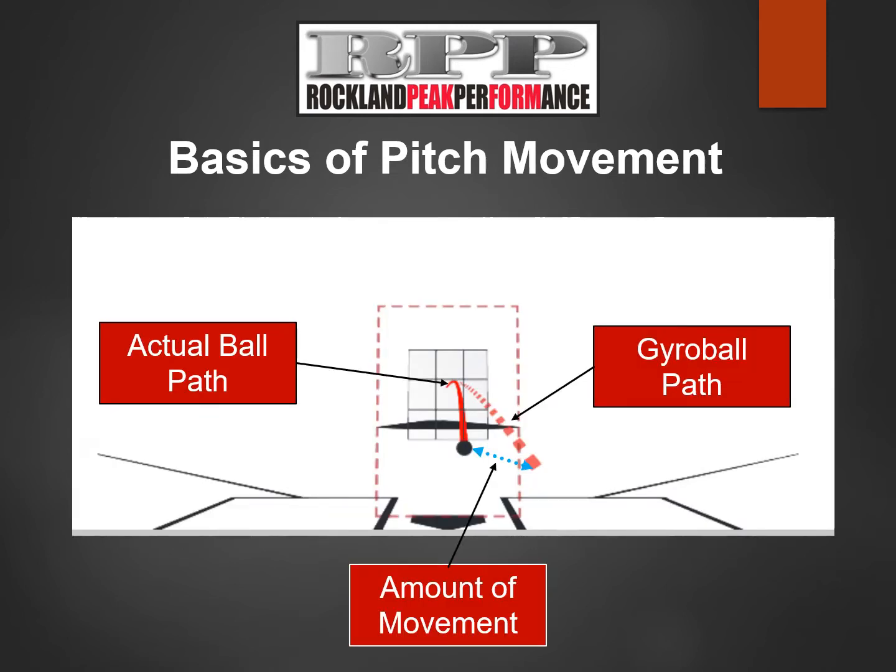Here is an example of an actual pitch in solid red line versus a gyro ball in the dotted red line. The dotted red line shows where the ball would have gone if there was no movement. The difference between the two pitches is the amount of movement on the ball, in this case shown by the dotted blue line.